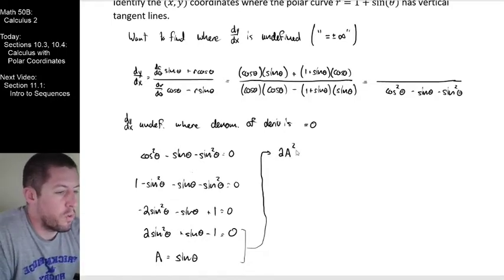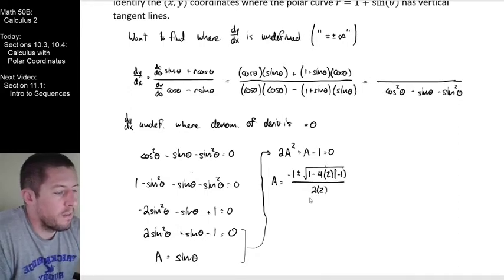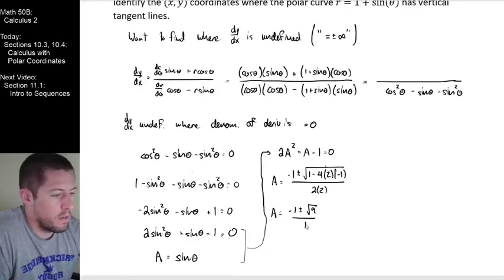So 2a squared plus a minus 1 equals 0. I'm going to go to the quadratic formula: negative 1 plus or minus the square root of b squared minus 4 times a times c, all over 2a. That's going to give me a being negative 1 plus or minus the square root of 1 plus 8, square root of 9, over 4. So a is negative 1 plus or minus 3 over 4. Then I can do my plus route and my minus route for the quadratic formula.